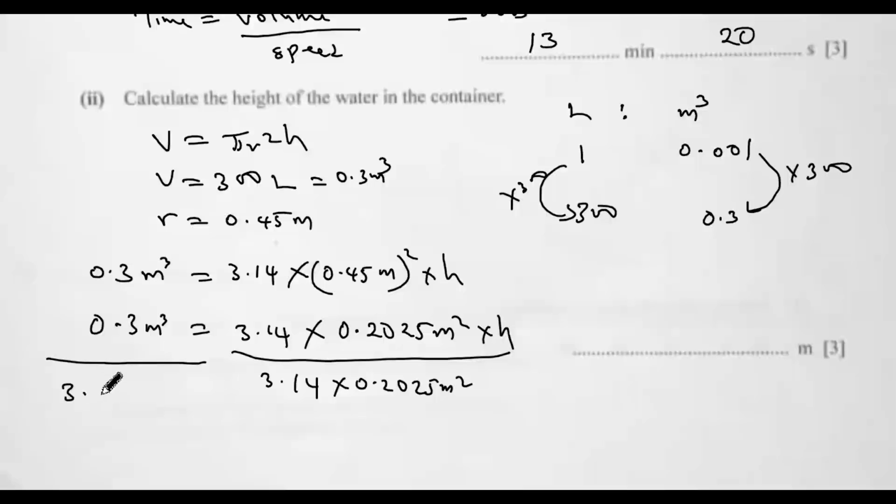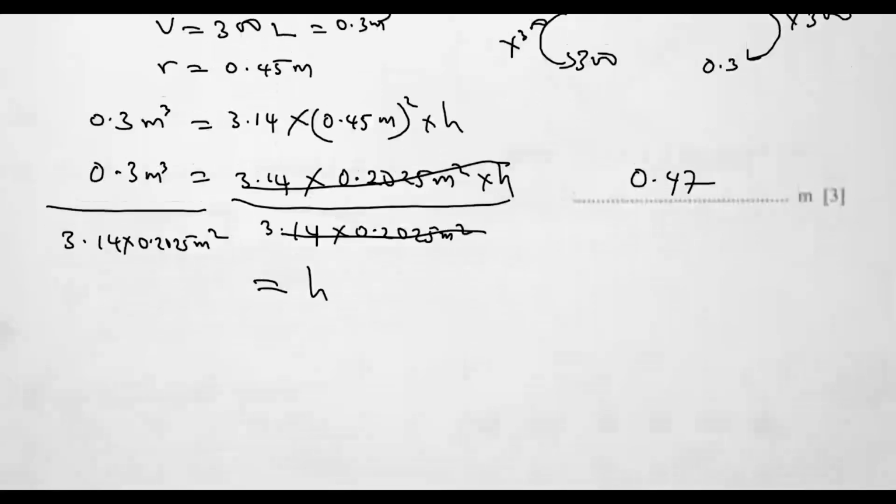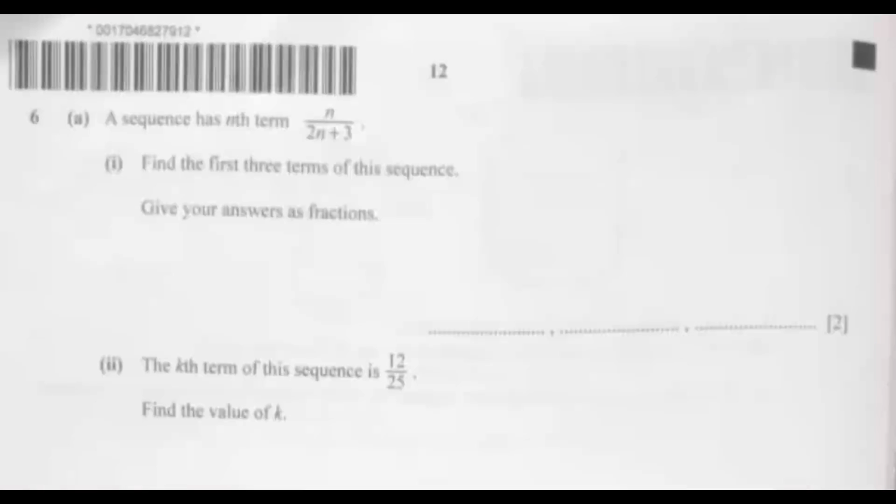So we do the same thing here, we have 3.14 times 0.2025 meter squared. The whole of this cancels, so we are left with h here. Then if you take your calculator and do this, it will surely give you 0.47 meters. So that is what you get when you divide 0.3 meters by 3.14 by 0.2025. So that is the solution. So let's go to the next question. So that is question 6a.